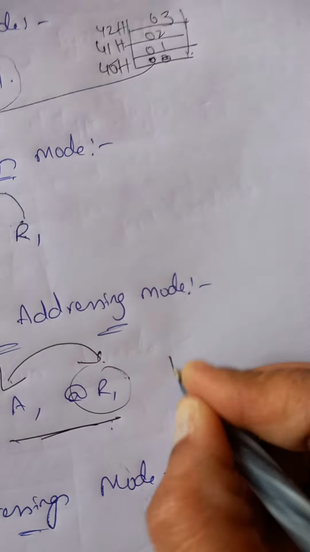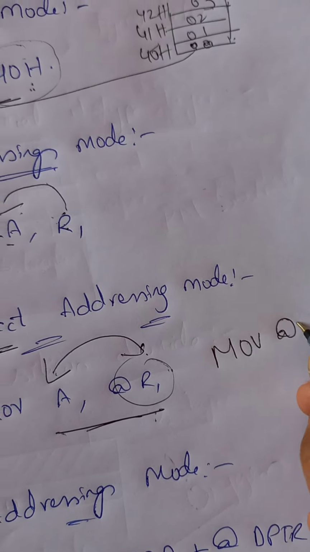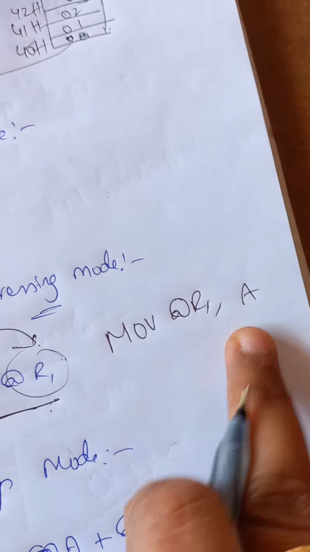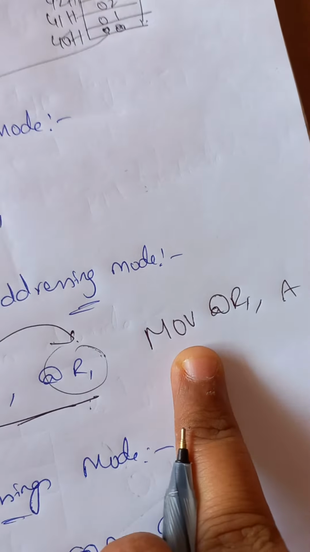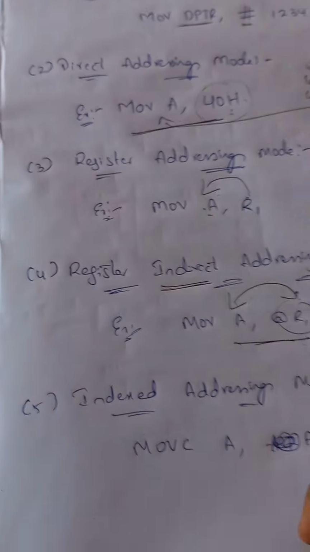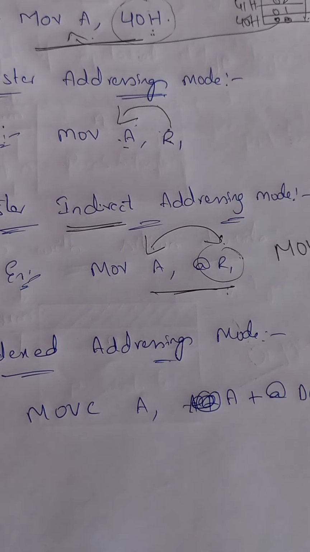I can also write MOV @R1, A. That means the contents of A are transferred to the RAM location whose address is specified in the R1 register.